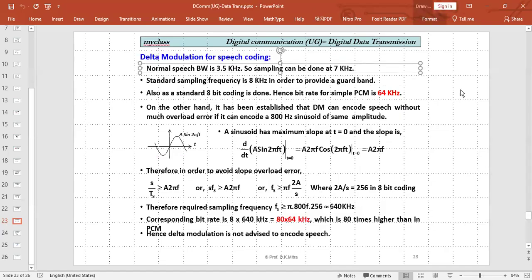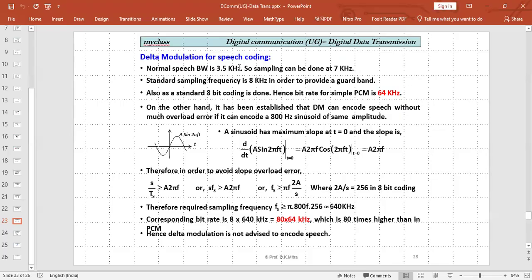See, normal speech bandwidth is 3.5 kilohertz. Possibly you know already, when we speak, our highest frequency is 3.5 kilohertz, not more than that. For men it is even lower, for women it is a little higher, but on average it is 3.5 kilohertz. Bandwidth is 3.5 kilohertz. What is the Nyquist rate? 7 kilohertz, double the bandwidth, right?